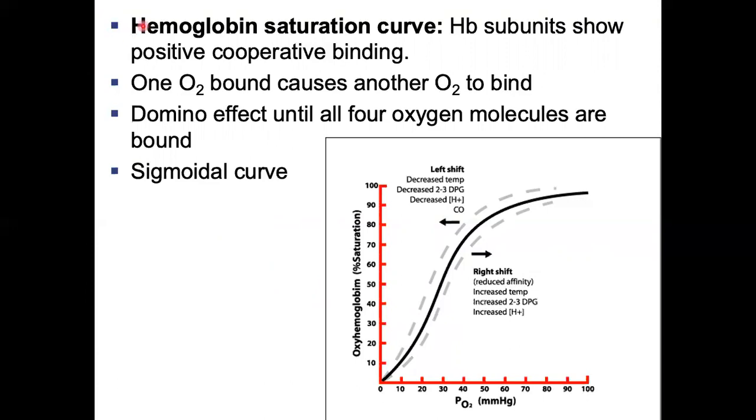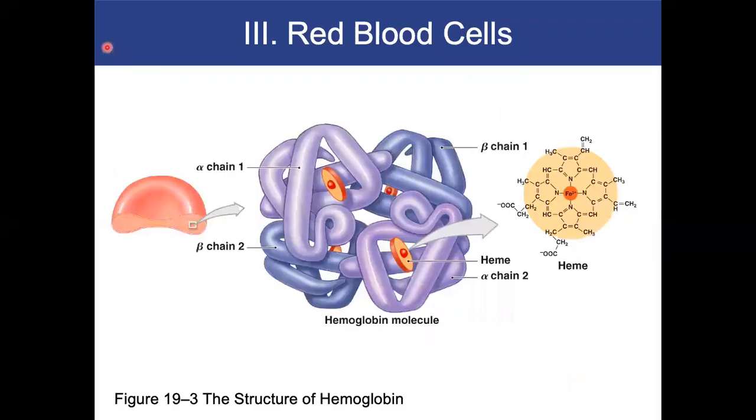I talk too much. Okay, so hemoglobin saturation curve. Let's talk about this. This is your hemoglobin saturation curve, and it shows positive cooperative binding. What the heck does this mean? It means, let's back up to this picture. So what is positive cooperative binding?